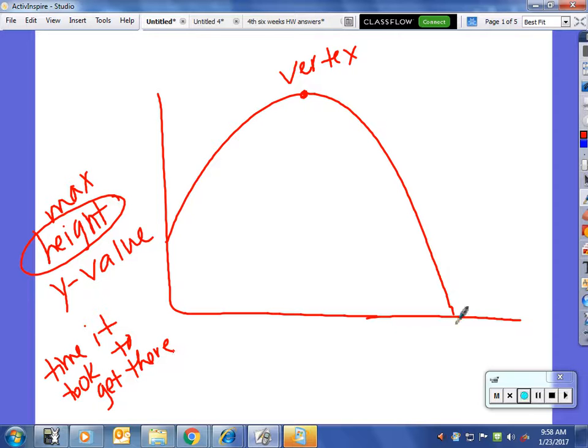Okay, what am I asking about if I ask you about this point right here? That's how long it was in the air. How long in the air?